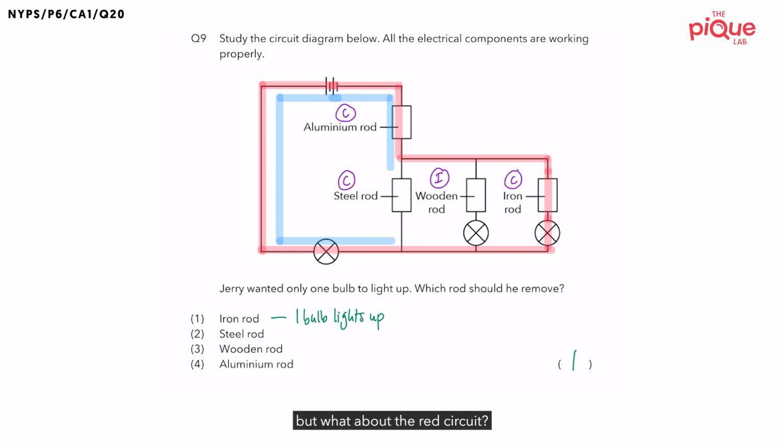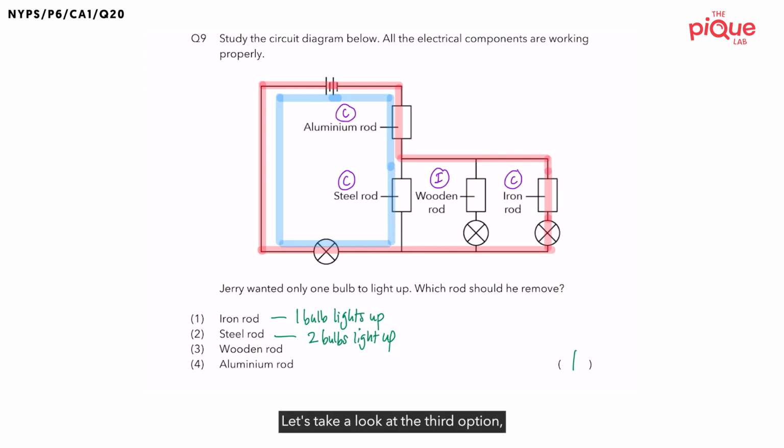But what about the red circuit? Is it open or closed? The red circuit is still closed. And electricity is able to flow through the red circuit. And how many bulbs should light up? The 2 bulbs on the red circuit should light up. So I'm going to indicate here, 2 bulbs light up. Again, I'm going to erase our working so that we can work on the next option. And I'm going to seal back this gap here.